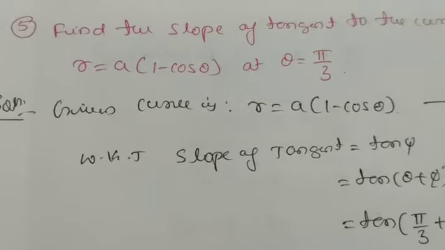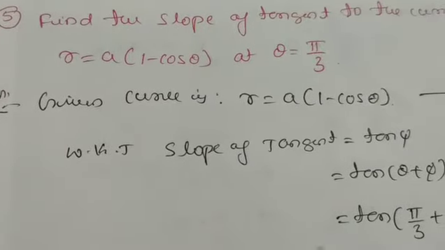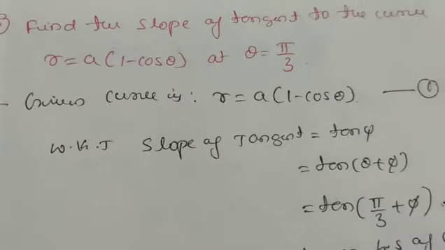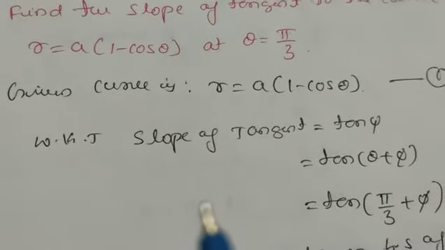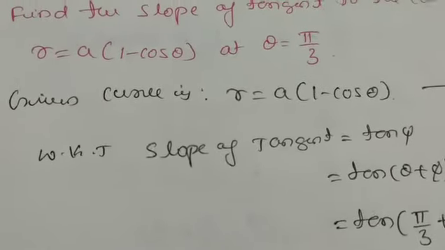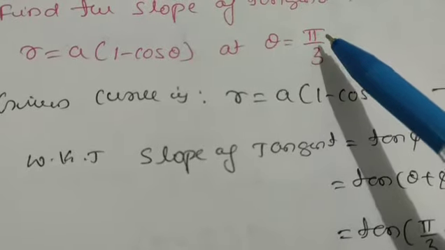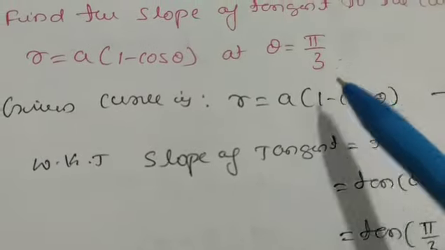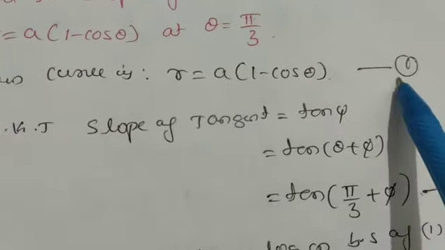Let us come to one more type of example. Here find the slope of the tangent to the curve r is equal to a into 1 minus cos theta at theta is equal to pi by 3. First take the given curve as equation number 1.